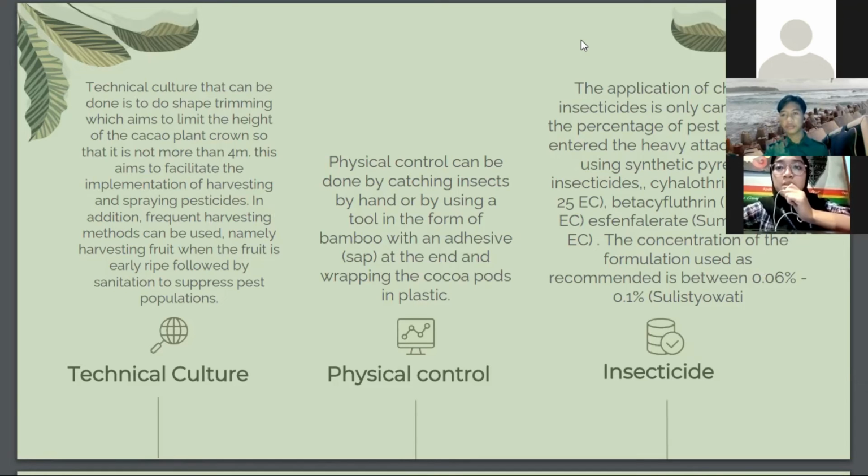Then for physical control, it can be done by catching insects by hand or by using a tool in the form of bamboo with an adhesive or sap at the end, and wrapping the cocoa pods in plastic.